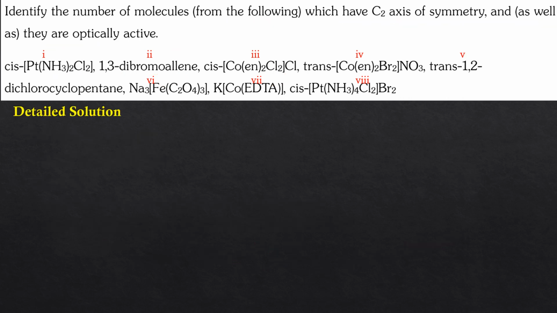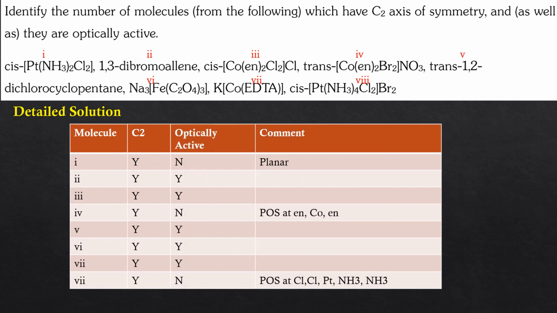So the first compound we are going to take is the cisplatin. And before that, this is the comparison table, showing which compound is going to be optically active and which is not. If you note over here, all these 8 compounds which we have been given have a C2 axis of symmetry. In optical activity, some of these are active, some of these are not.